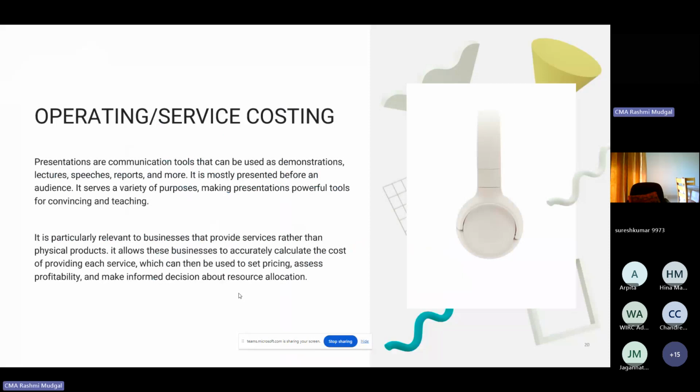It is majorly known as service costing or operating costing, and it is used for the purpose of calculating the cost of a service, not for manufacturing. All the costs I have told you before can be used for the manufacturing of goods as well as for services. But operating service costing can be utilized for the service industry only.